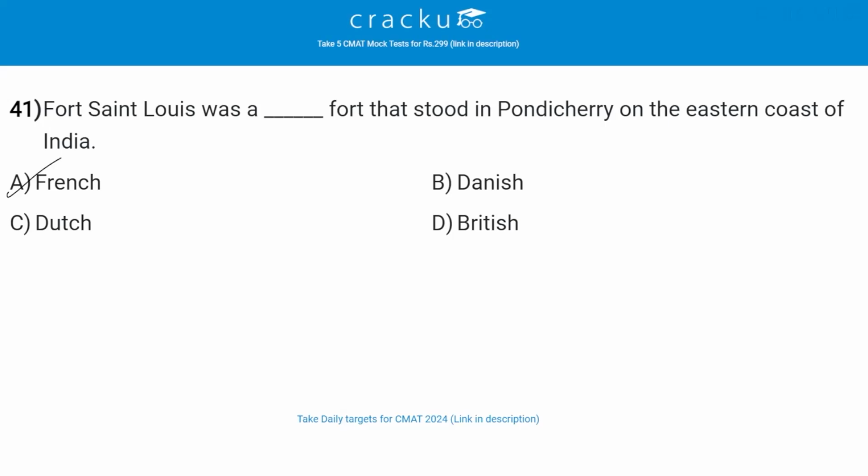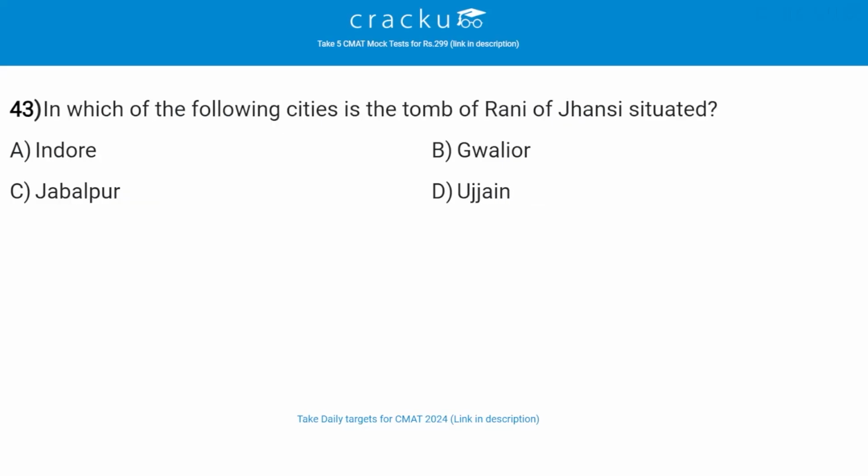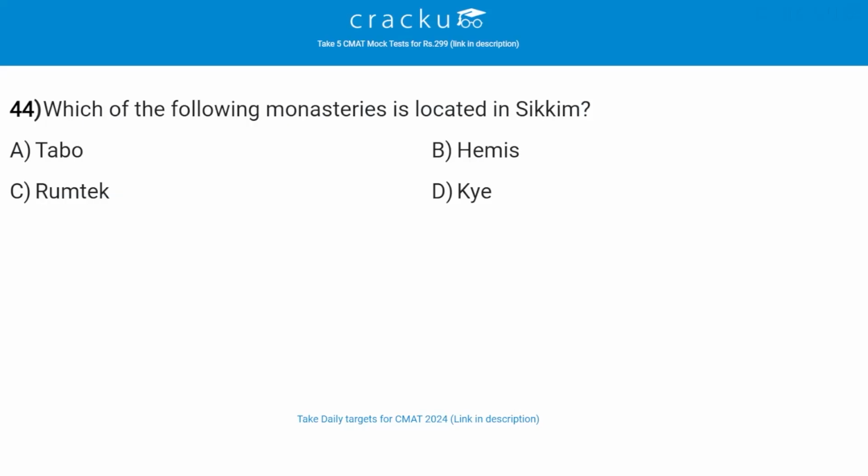The answer is French. Hawa Mahal is a place in Jaipur built by Savai Pratap Singh. The answer is Hawa Mahal. Next question. In which of the following cities is the tomb of Rani of Jhansi situated? The answer is Gwalior. Which of the following monasteries is located in Sikkim?